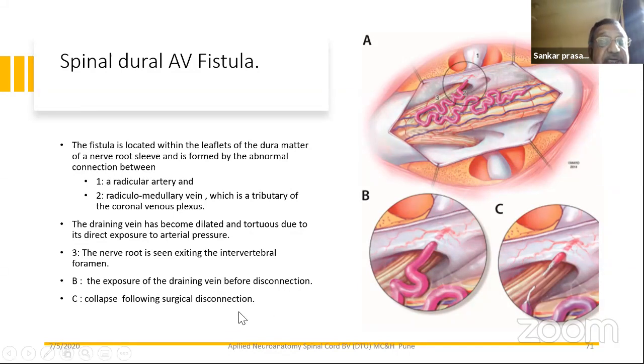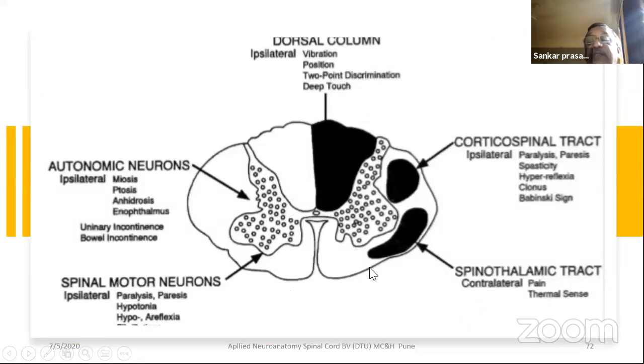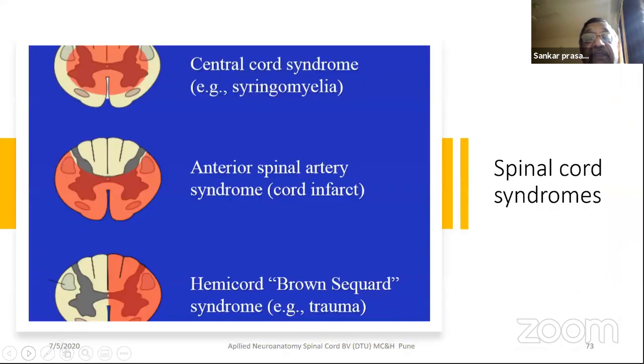Otherwise, it's a dorsal myelopathy which will progress over the course of 4 to 6 weeks to 2 months. And so the distribution of neurons, which I was telling, the spinal motor neurons of the anterior horn cell, the autonomic neurons, which will cause miosis, anhidrosis, urinary incontinence, bowel incontinence, and you'll come across these problems even after spinal anesthesia. This is the spinothalamic tract, which is ipsilateral and contralateral, which we discussed again.